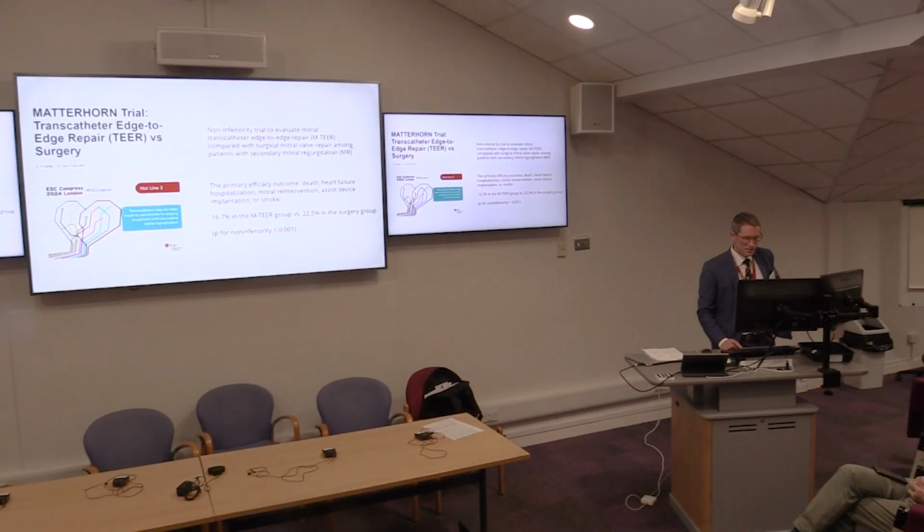And this was presented, so this was the Matterhorn trial, and this was designed as a non-inferiority trial to evaluate mitral TEER versus surgical mitral valve repair in patients with secondary MR, so this was secondary, not primary MR. But you can see that actually, if anything, TEER did pretty well and demonstrated clear non-inferiority. So for patients with secondary MR, probably this is supportive that edge-to-edge is looking promising.